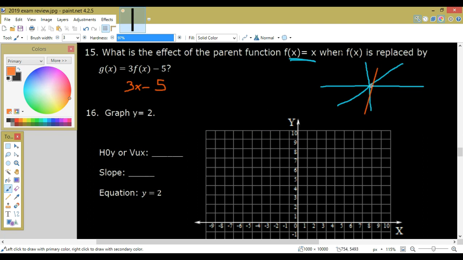So we know from the blue line to the red line went down 5. The slope also changed. It's now 3. 3 is further from 0 than 1, so it's steeper. So it's steeper, and it went down by 5 units.